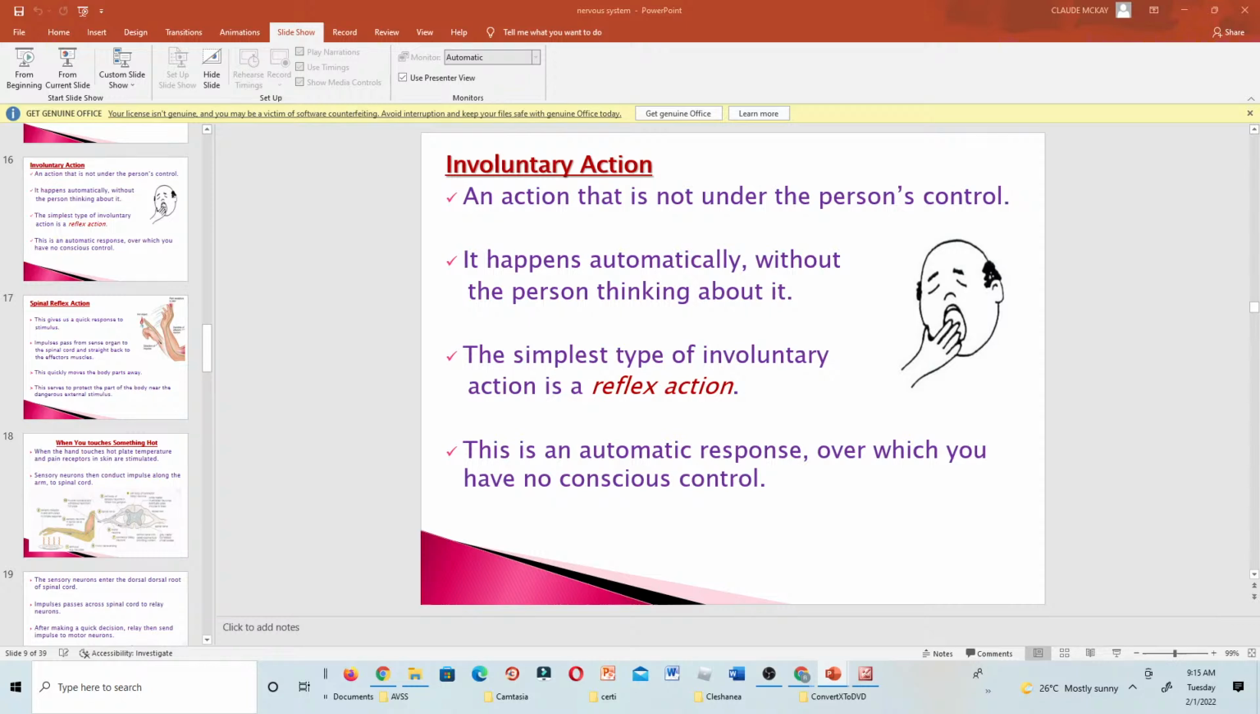As for involuntary actions, an involuntary action is an action that is not under the person's control, right? Involuntary actions are normally automatic actions. Automatic definitely means that these actions happen automatically.